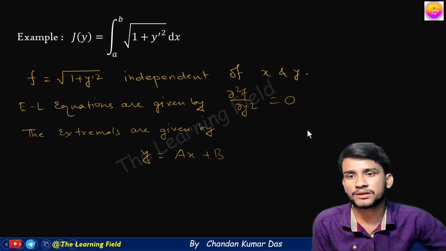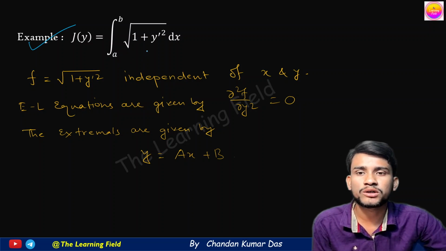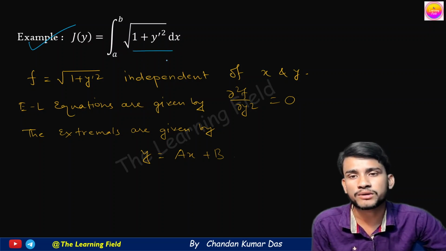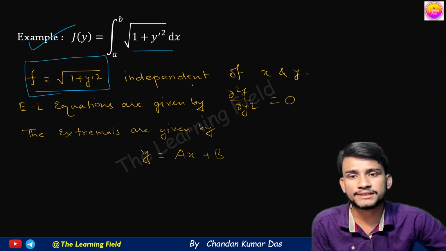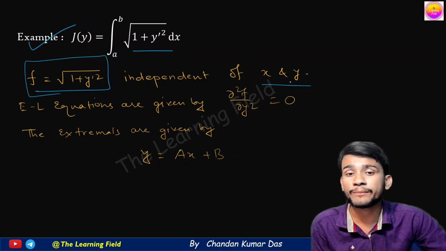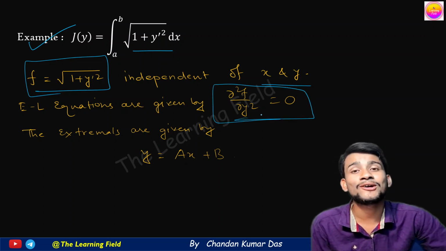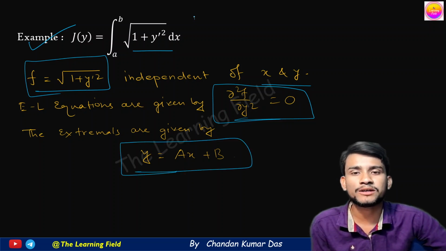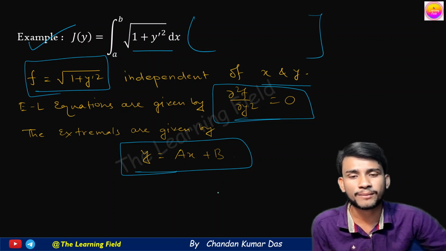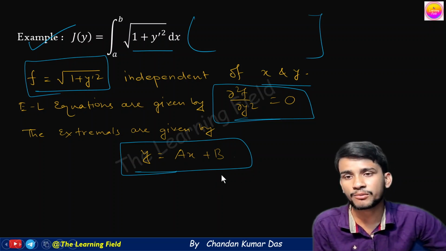Now going to the next example: J[y] = ∫ from a to b of √(1 + y'^2). Now, if we see, this is the f, and this f is independent of x and y both. That means the Euler-Lagrange equation is d/dx(∂f/∂y') = 0, or we can directly write the extremal as y = ax + b. If conditions are given here, then we simply apply the conditions to get the extremal. This is the problem.